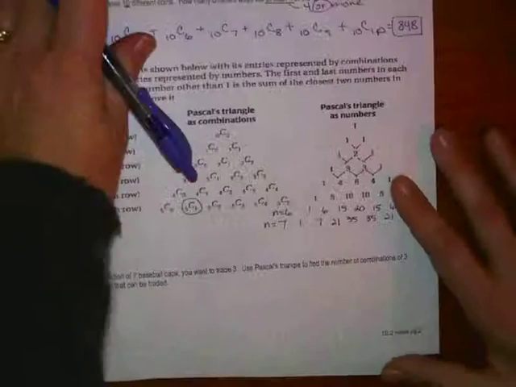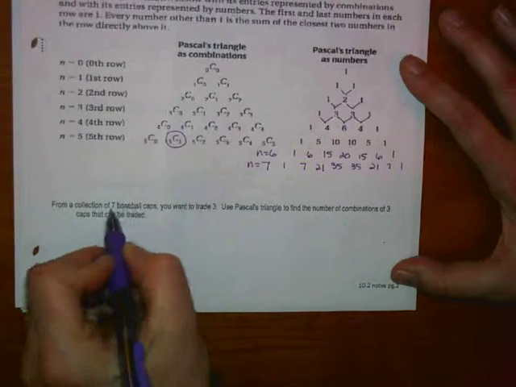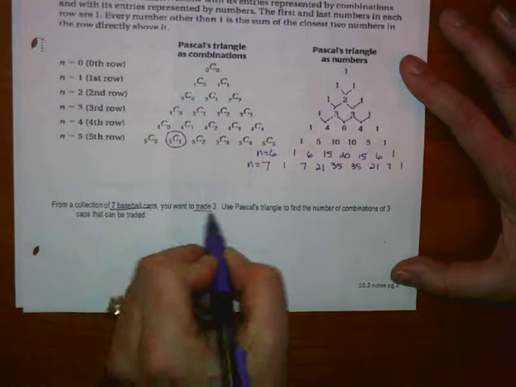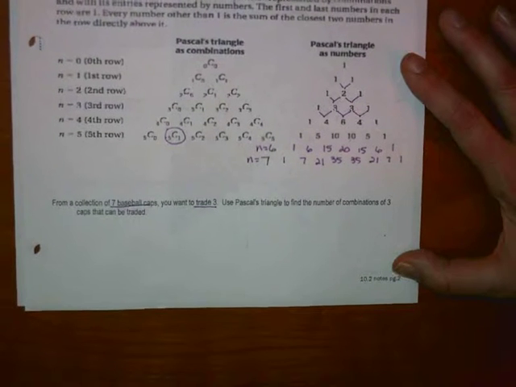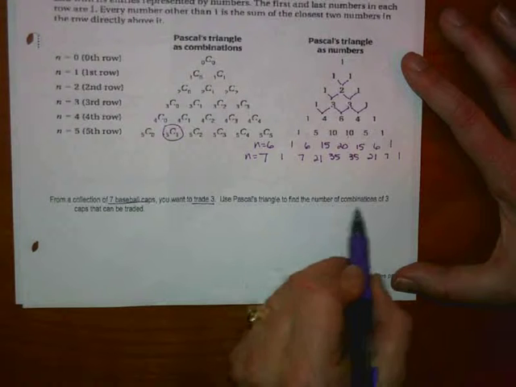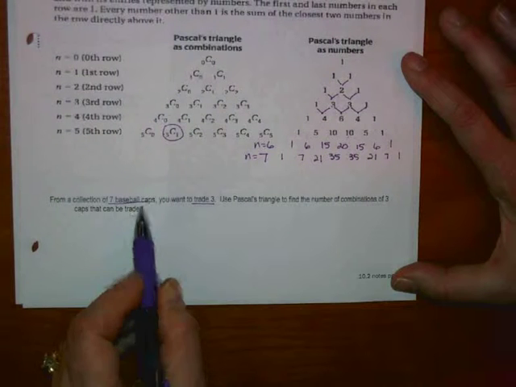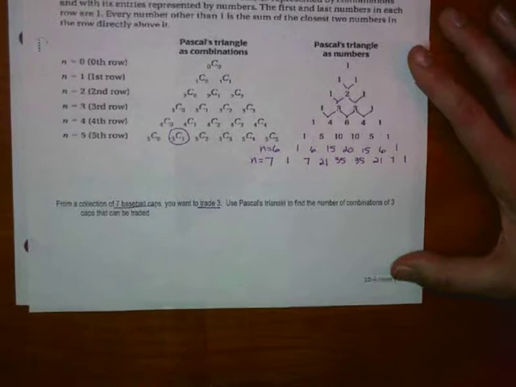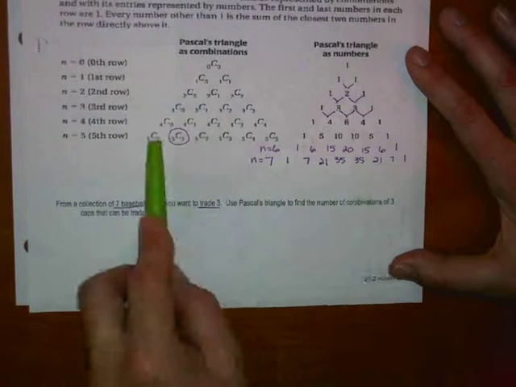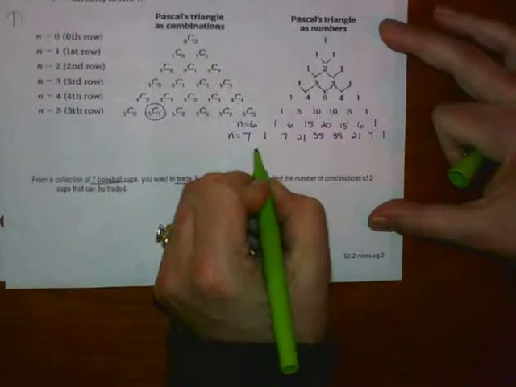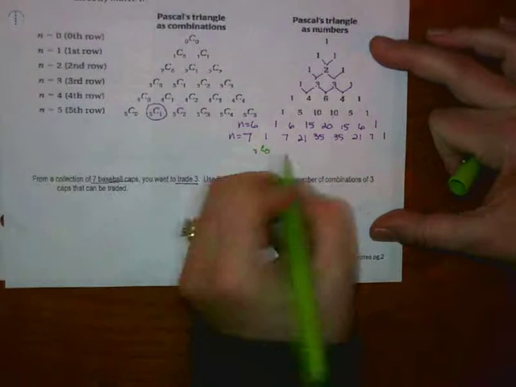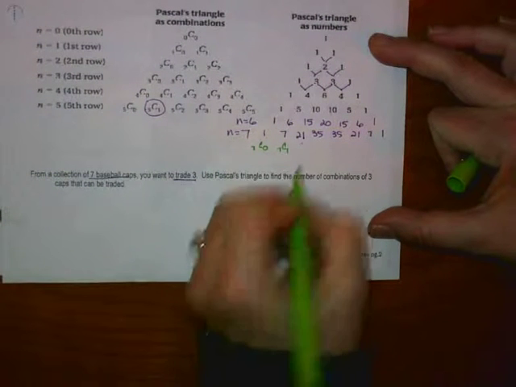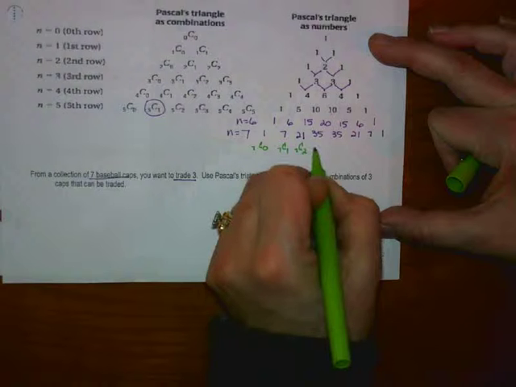All right, let's use this. From a collection of 7 baseball caps, you want to trade 3. So you want to know how many ways out of 7 you can choose 3. Use Pascal's triangle to find the number of combinations of 3 caps that can be traded. So if I were to write row 7 as combinations, it would be 7 choose 0. Just like the first one here was 5 choose 0. Then it would be 7 choose 1, 7 choose 2, 7 choose 3.